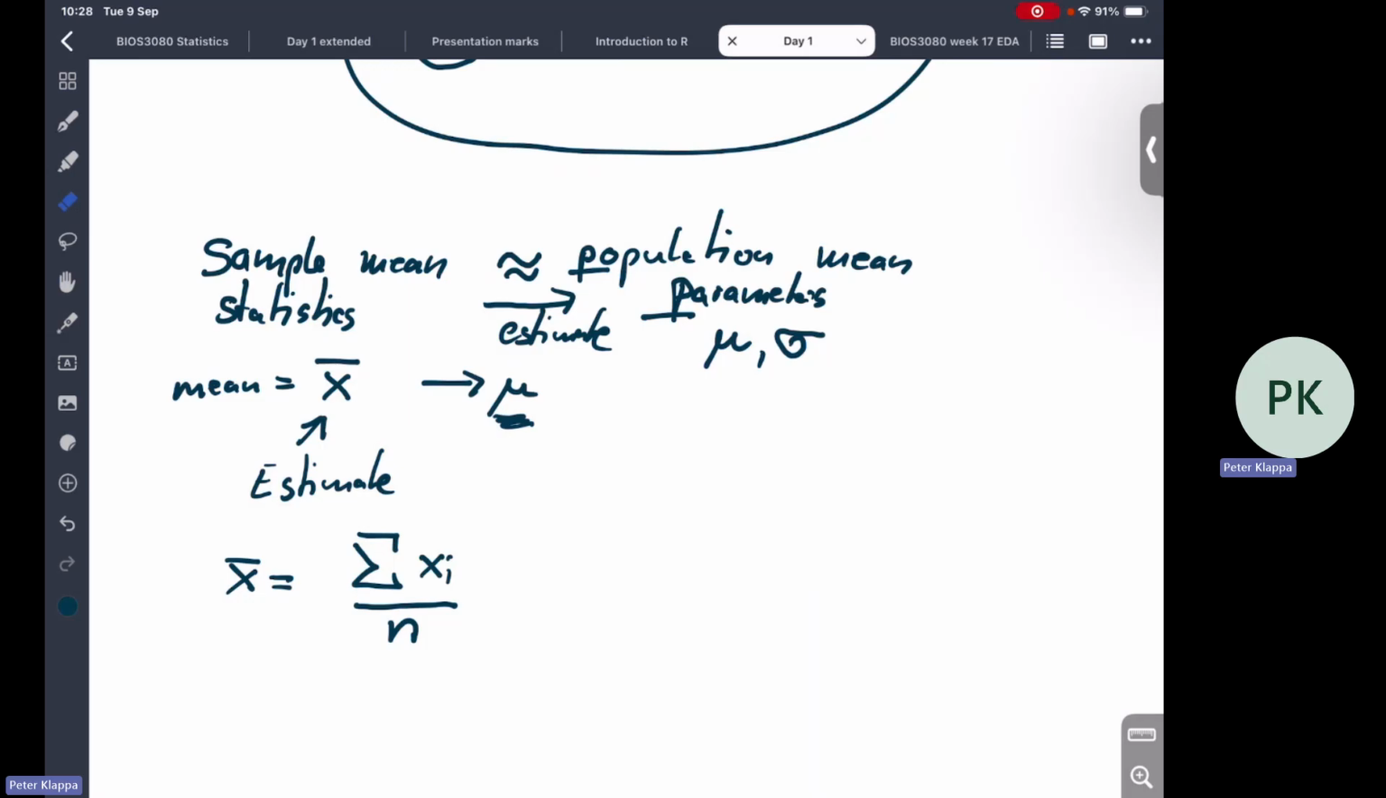Then we say 175 centimeters. That is the mean of our sample. And we think, well, that's our best estimate for the mean of the population as well, as long as the sample truly represents the population. Yeah? So it's the same equation.